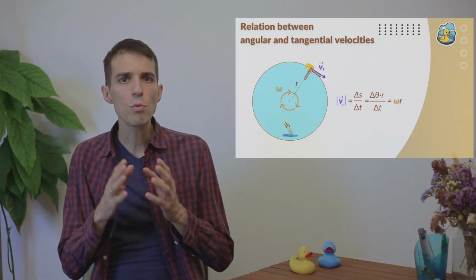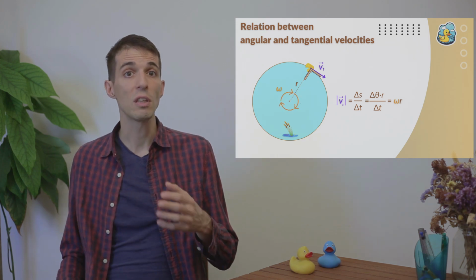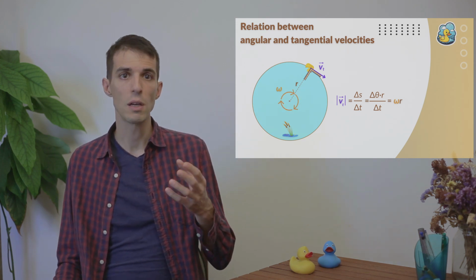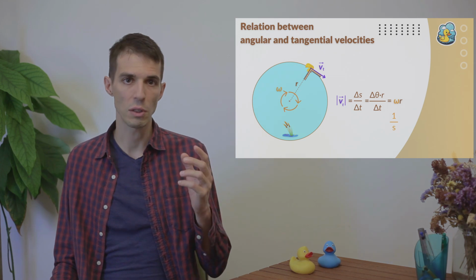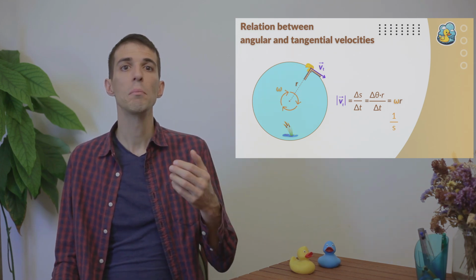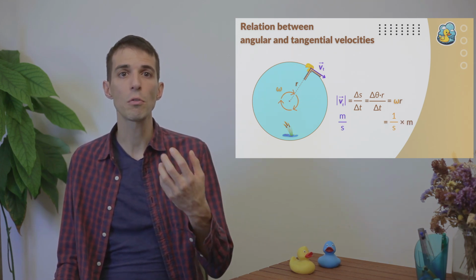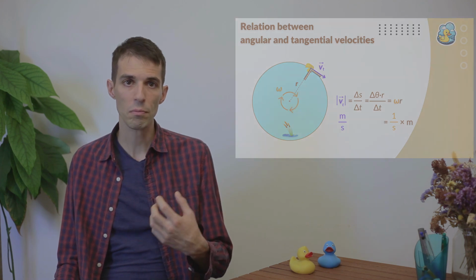Let's show that the 2 sides of the equation are dimensionally equal. You multiply 1/second, where you know 1 is for radians, by meters to get meters per second. Then think about the following.